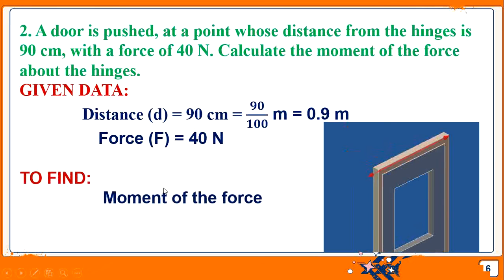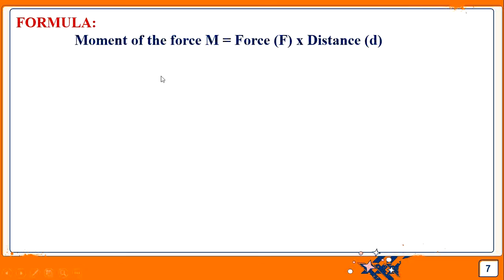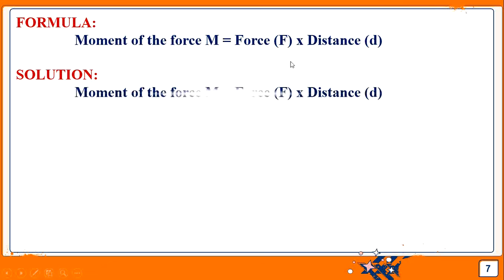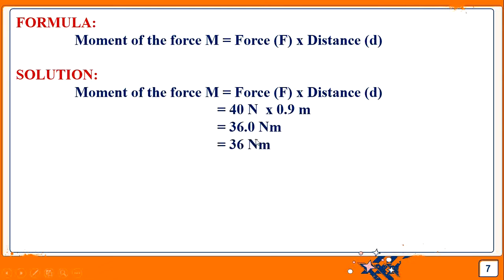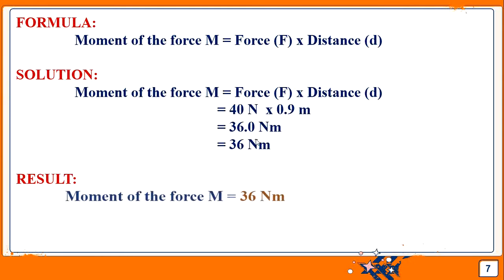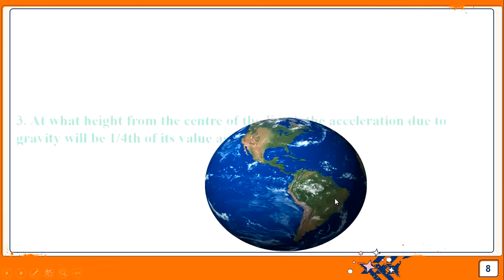So, we have to find out the moment of the force. The formula to find out the moment of the force is M is equal to force into distance. In the solution, the value for force is 40 Newton and the distance is 0.9 meter. When we multiply 40 and 0.9 we get 36 Newton meter. So, in the result we have to write moment of force is equal to 36 Newton meter.